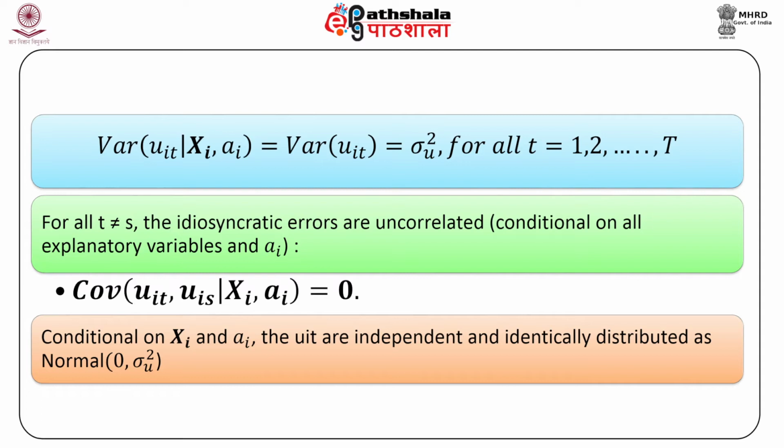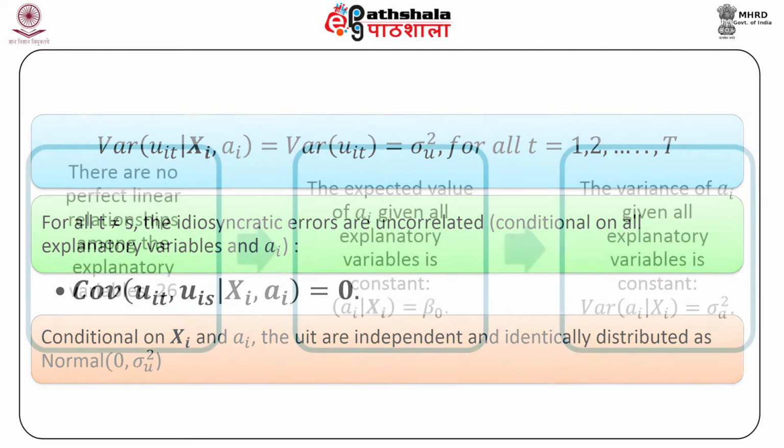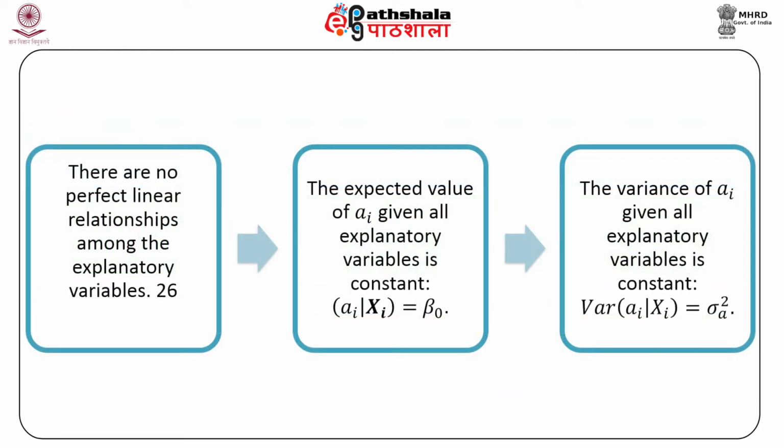Number 5, for all t not equal to s, the idiosyncratic errors are uncorrelated, conditional on all explanatory variables and a_i. That is, covariance of u_it, u_is given x_i, a_i is equal to 0. Number 6, conditional on x_i and a_i, the u_it are independent and identically distributed as normal with mean 0 and variance sigma square u. Number 7, there are no perfect linear relationships among the explanatory variables.